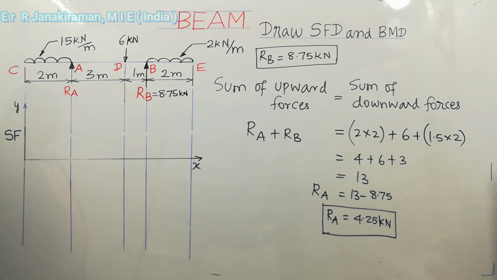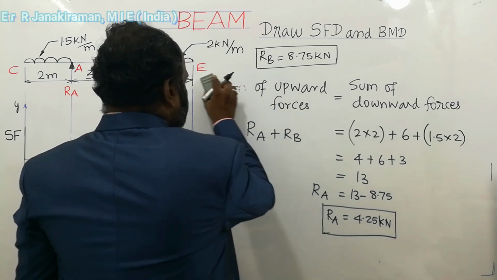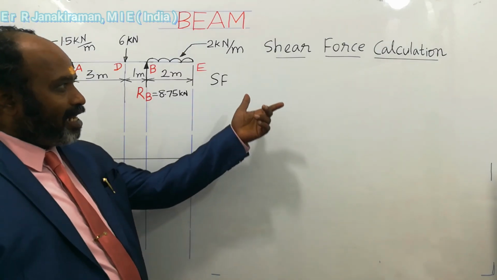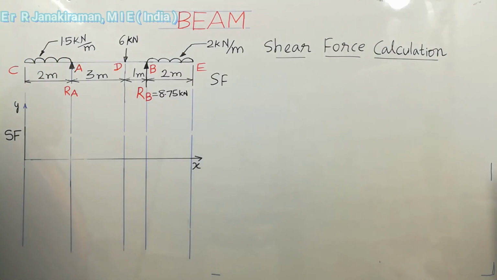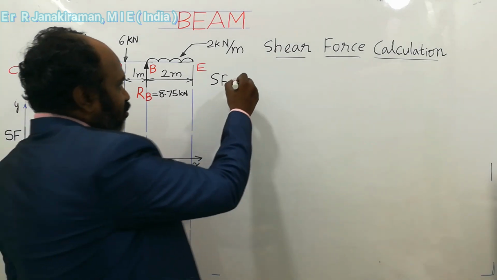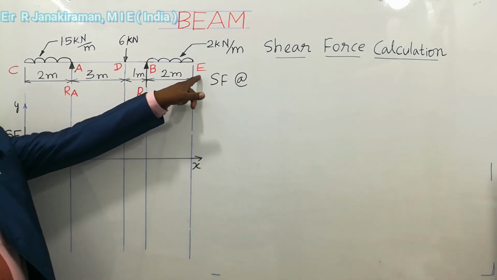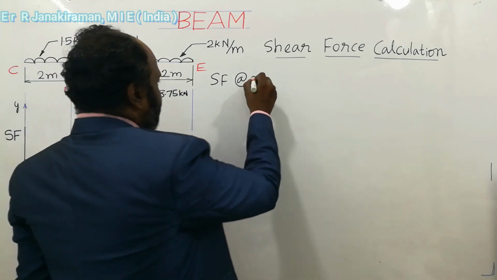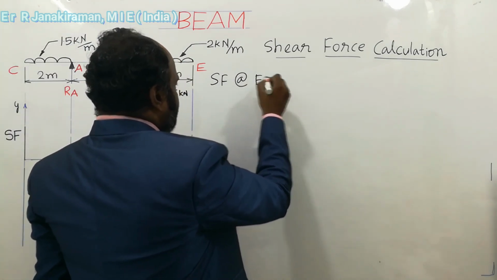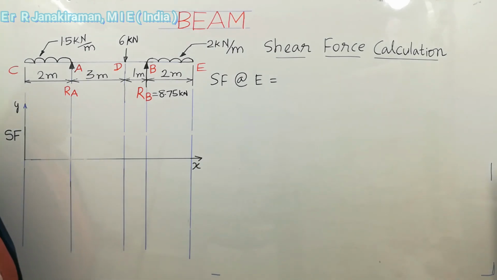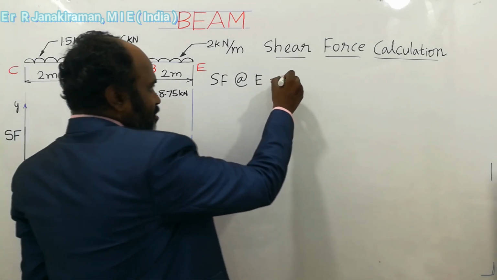Next we are going to put the calculation for shear force value and bending moment value, that is shear force calculation and bending moment calculation. So let me erase this part. I'm going to work out the shear force calculation for drawing a shear force diagram. So shear force, we start from point called E. So shear force at point E is equal to, here there is no load at point E, so we put 0 for this.